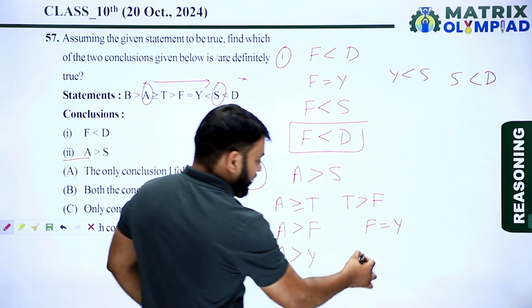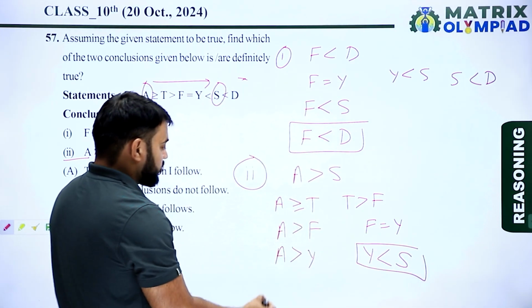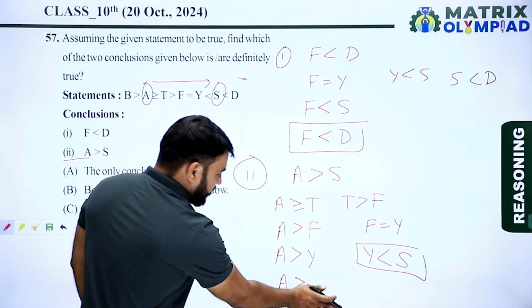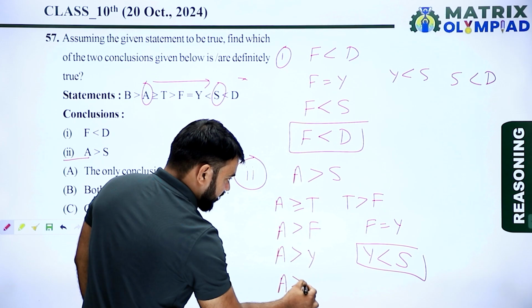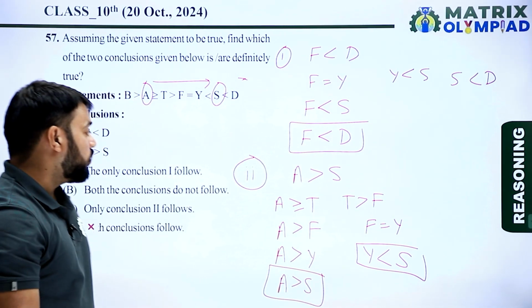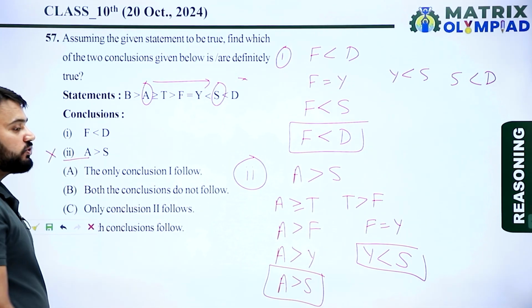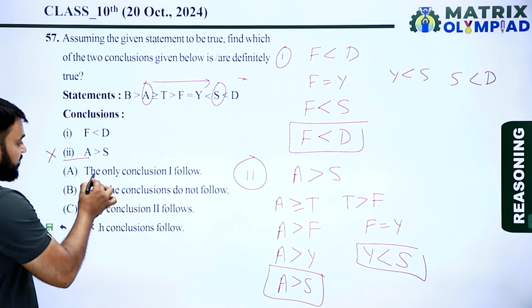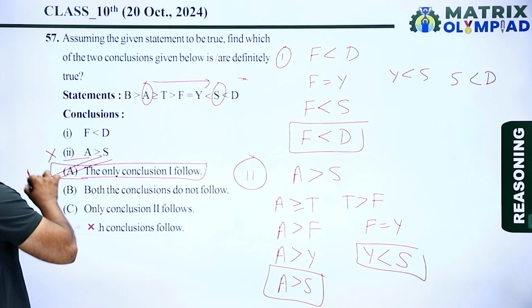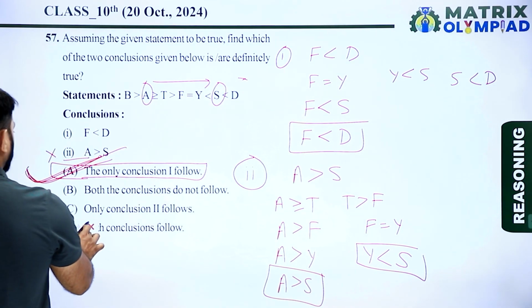Now Y is less than S. So it means A is not definitely greater than S. So conclusion second is not definitely true. So here option A, only conclusion first follows, is the correct answer of this question. Let's move on to the next question.